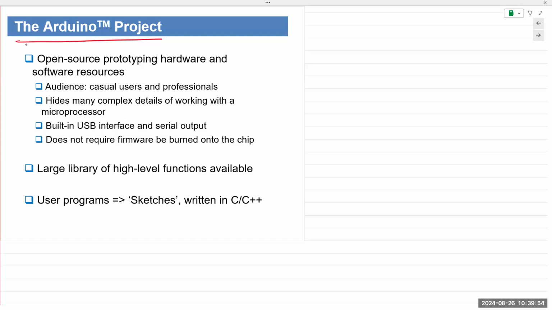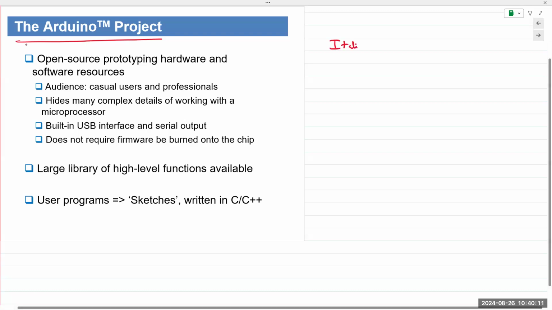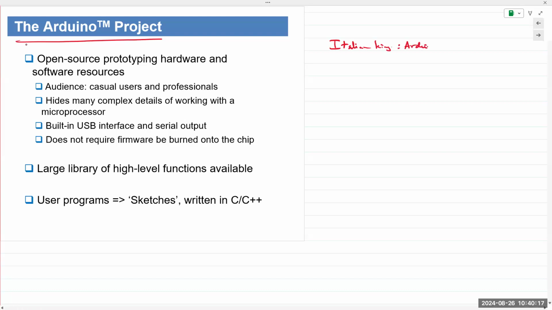So they came up with this idea of taking this 28-pin microcontroller chip and creating a board that could be used for prototyping hardware and software projects. They named it after a medieval Italian king known as Arduino. Hence the name Arduino. It's become very, very popular.